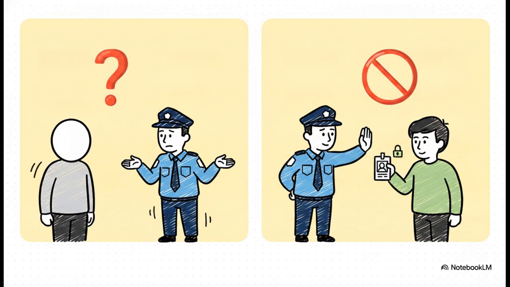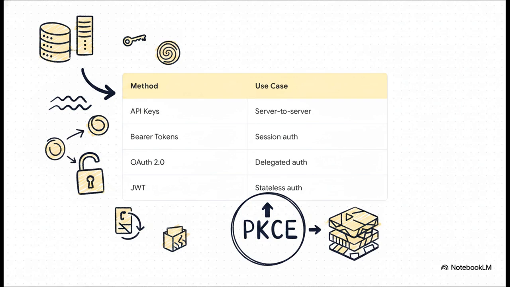403 forbidden, on the other hand, means authenticated. The server knows exactly who you are, but you just lack the necessary permissions to do what you're trying to do. Trying to re-authenticate is not going to help you out with a 403. So how do we actually prove who we are?